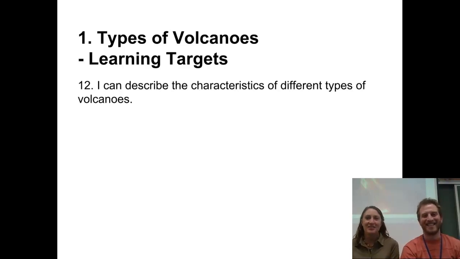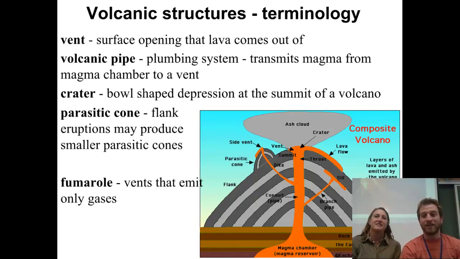Okay, so we're going to cover one learning target today. We're just going over types of volcanoes. So, describe characteristics of different types of volcanoes. Okay, so for the first part, just some basic terminology.